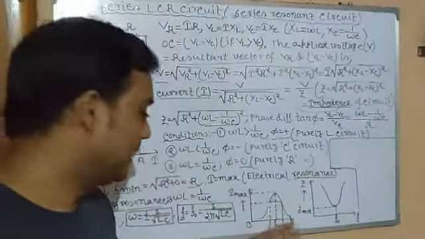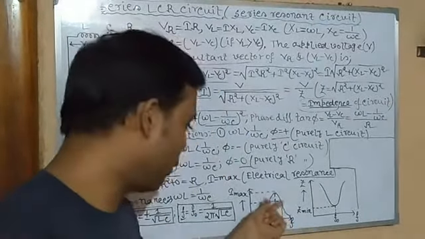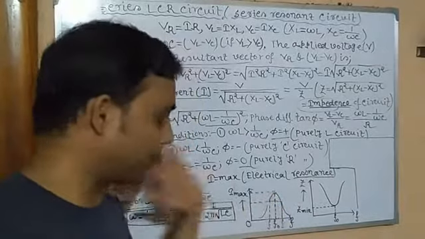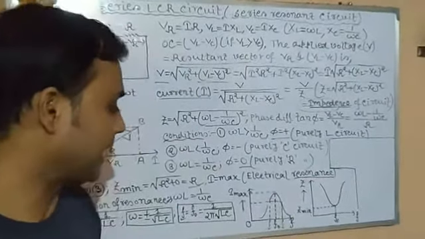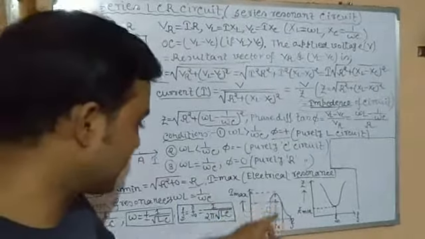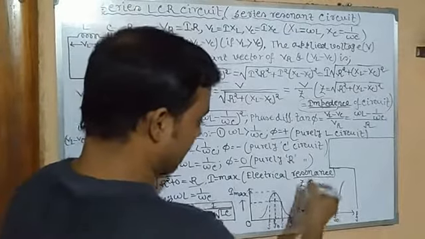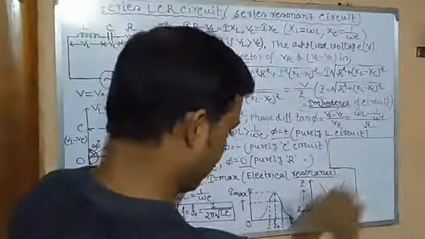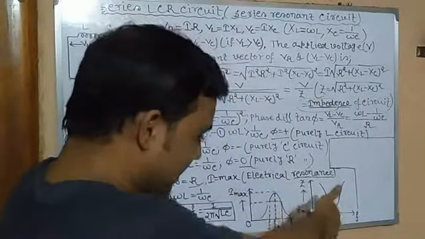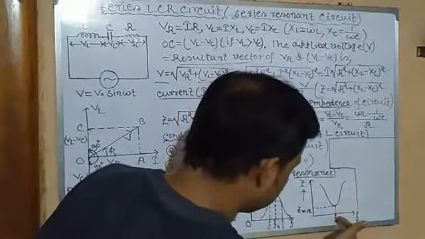If the frequency is less than or greater than the resonant frequency, current will not be maximum. Current is maximum only when the frequency of the supplied voltage and the frequency of the circuit match. Only in that case is current maximum, otherwise not. Since current is the reverse function of impedance, to get maximum current, impedance should be minimum.